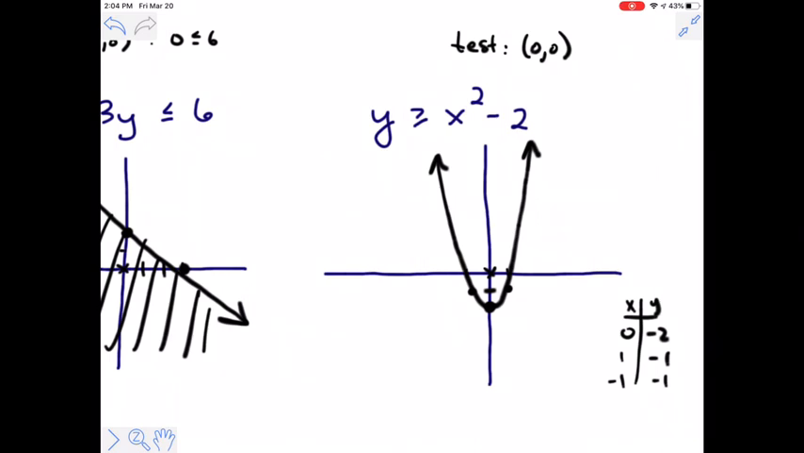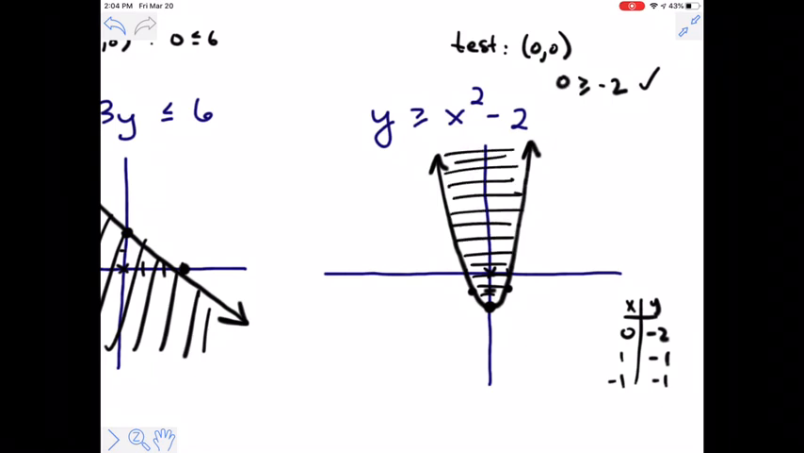So if I plug in a 0 for y and x, I get a statement 0 is greater than or equal to -2. That's a true statement. 0 is greater than or equal to -2. So what that tells me is the test point is in the shaded region, which for this parabola is inside. I'm going to shade inside the parabola.